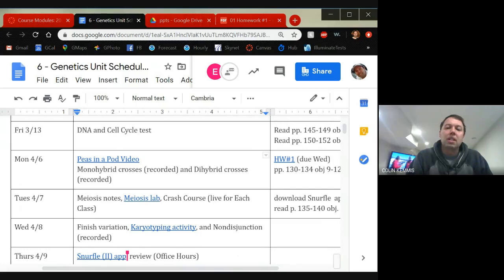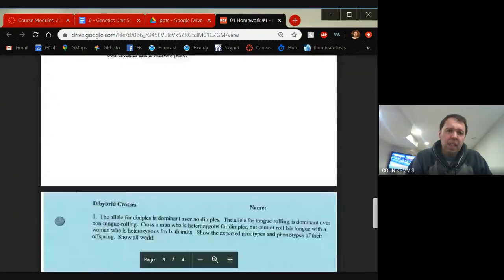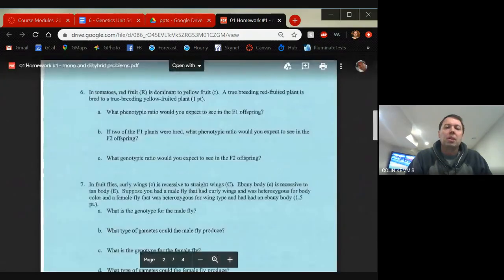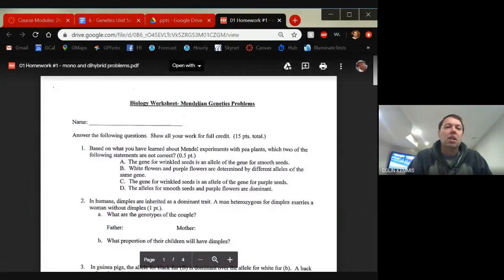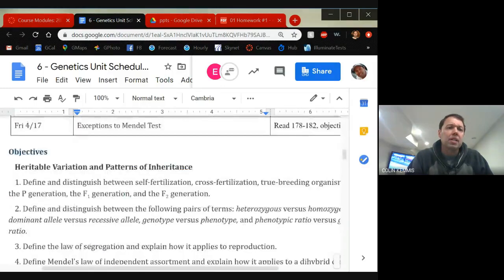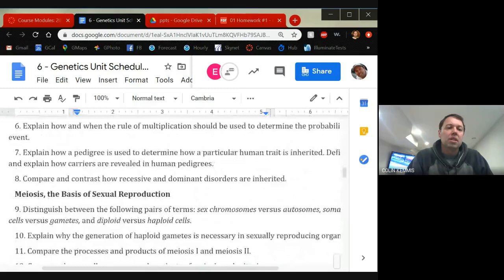And then the homework tonight is homework number 1. The first 3 pages of that are monohybrid crosses. You can see that here. And then the last page will be dihybrid cross. So the monohybrid cross should be a review for you. Make sure you get that down. And then the dihybrid cross will be a little bit more 10th grade level for you. And then keep going with the objectives. Just like always, all our objectives are down here at the bottom. So you can see those.